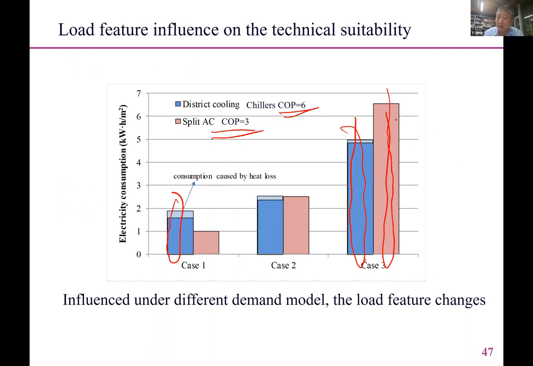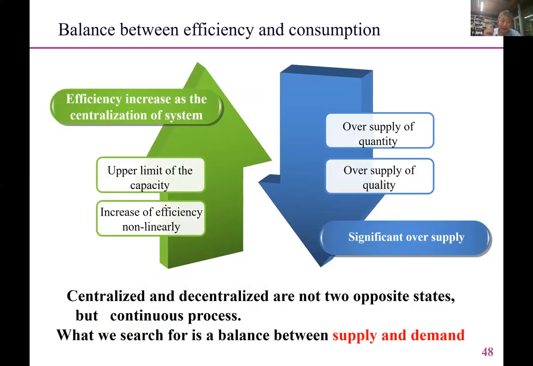And the split unit, the decentralized, they need more energy. However, for the safe model, the decentralized, less energy. The centralized, in more. You can see, we cannot certainly say always something. It's very, very dependent on the real usage model. So then we have to balance between the efficiency and the real consumption.